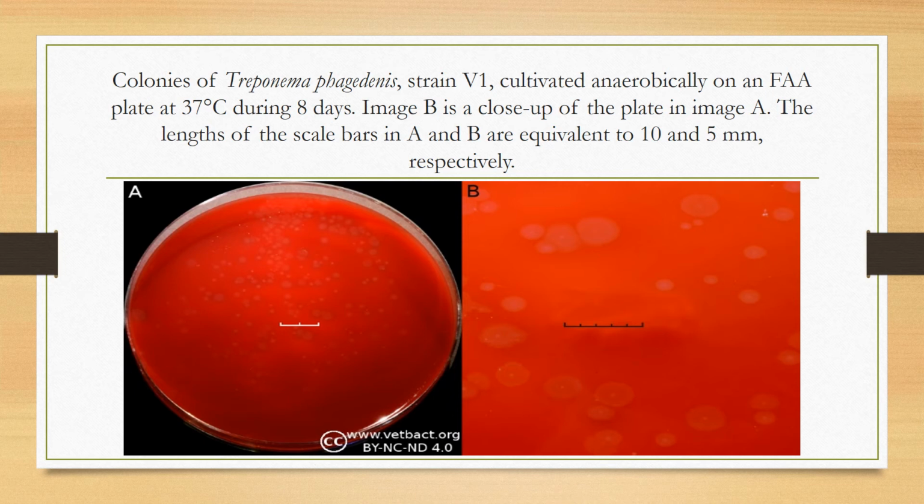This is the picture of Treponema phagedenis strain V1, which is cultivated anaerobically on FAA plate at 37 degrees Celsius for 8 days. This is the real image. This is the larger image of the colony. Actually, the colony is very small in size, as you can see, and the size of the colony is 10 and 5 mm respectively.